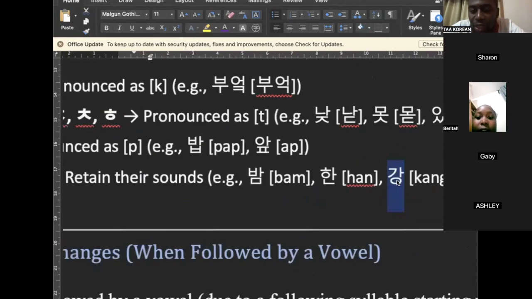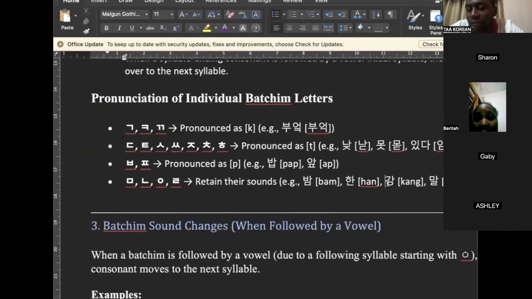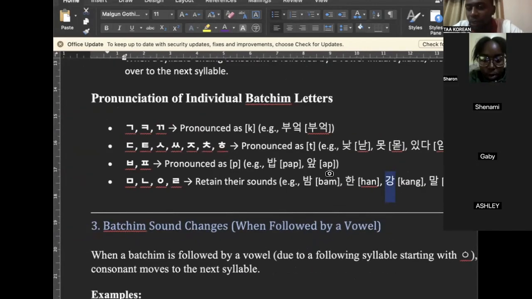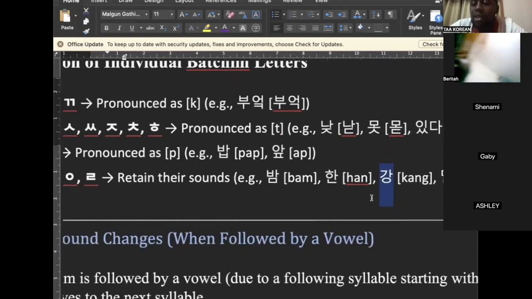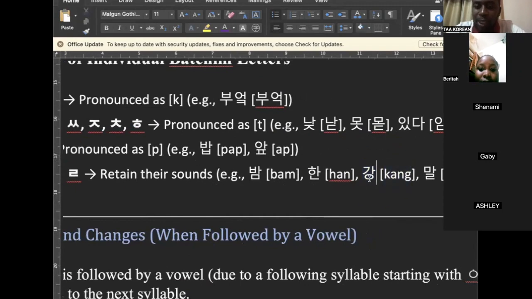Now notice here, this is a G. This is a ng. How do you pronounce this? Shinami, Sharon, you wanna try? Can you say Kang? Yes, so this is pronounced as Kang. Why don't we pronounce it as Gang? I want to say Gang. Can you hear me? Come again, Ashley? Why isn't it Gang with a G? It's Kang with a K.